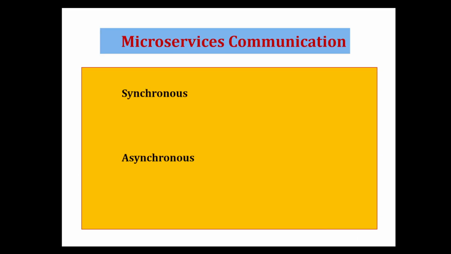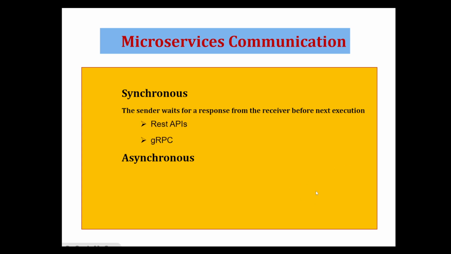Now let us understand how microservices communicate with each other. There are two main ways of communication: one is synchronous and the other is asynchronous. So what is synchronous? The sender microservice will wait for a response from the receiver before its next execution. Examples of synchronous communication are REST APIs with the HTTP protocol and gRPC, Google Remote Procedure Call.